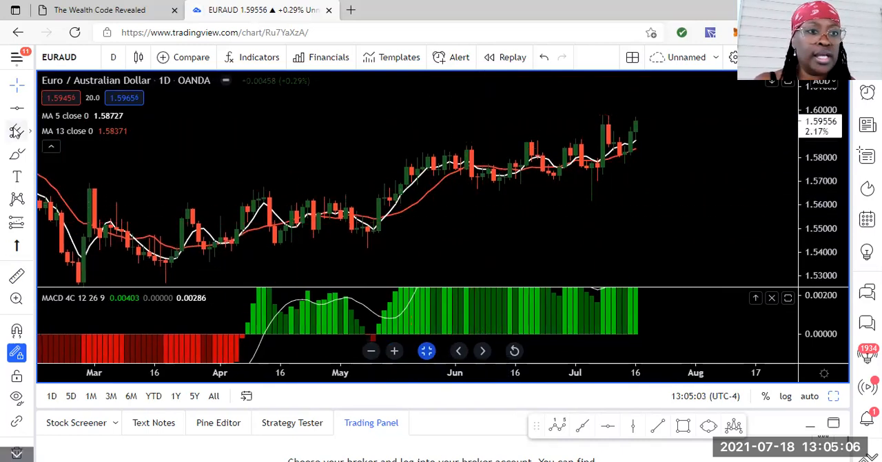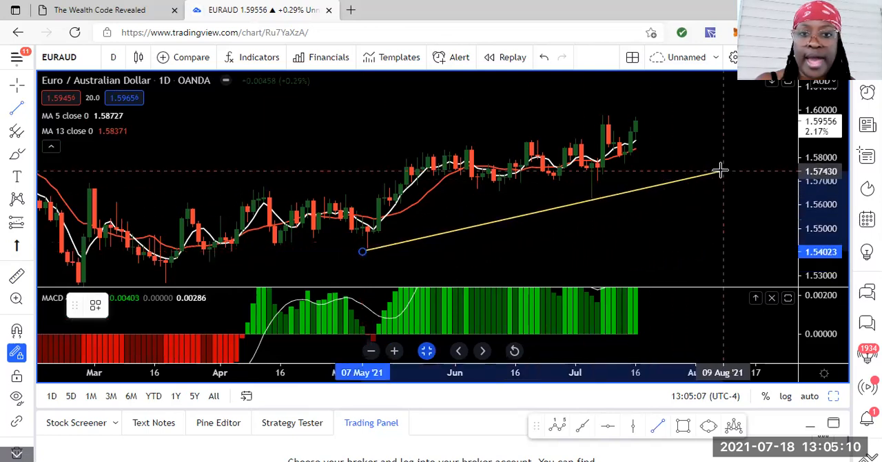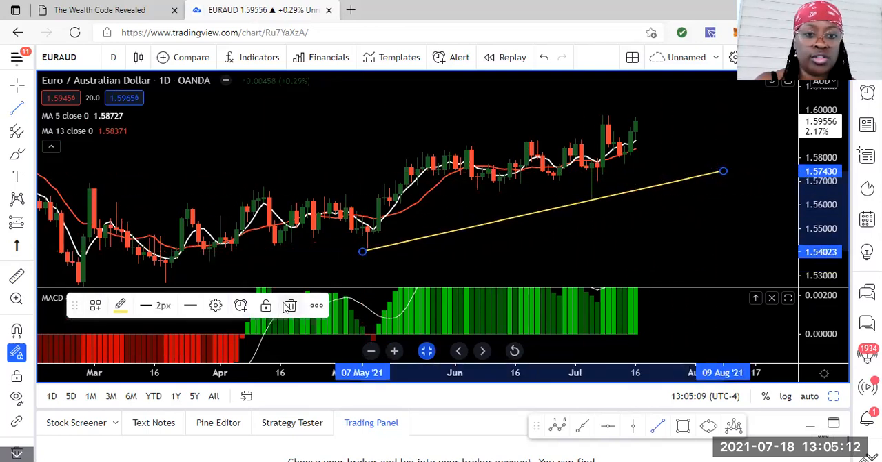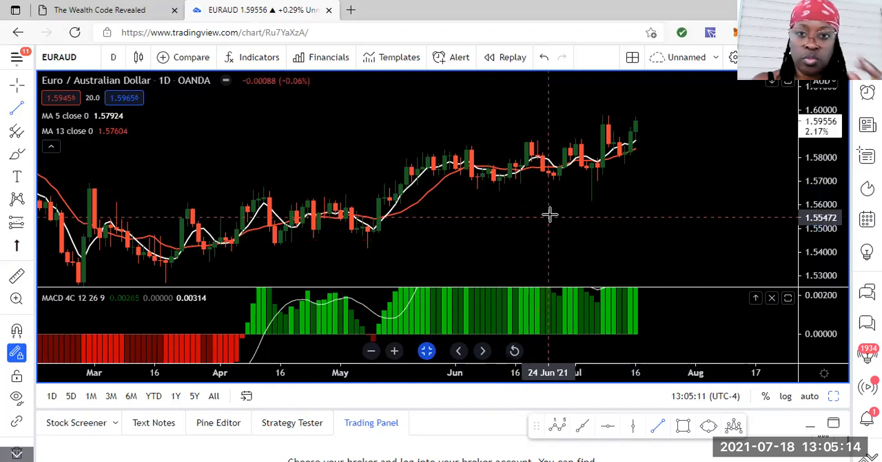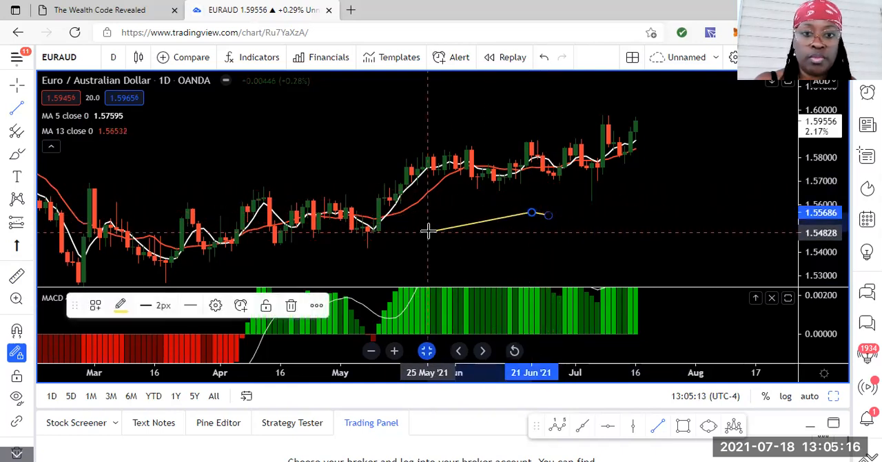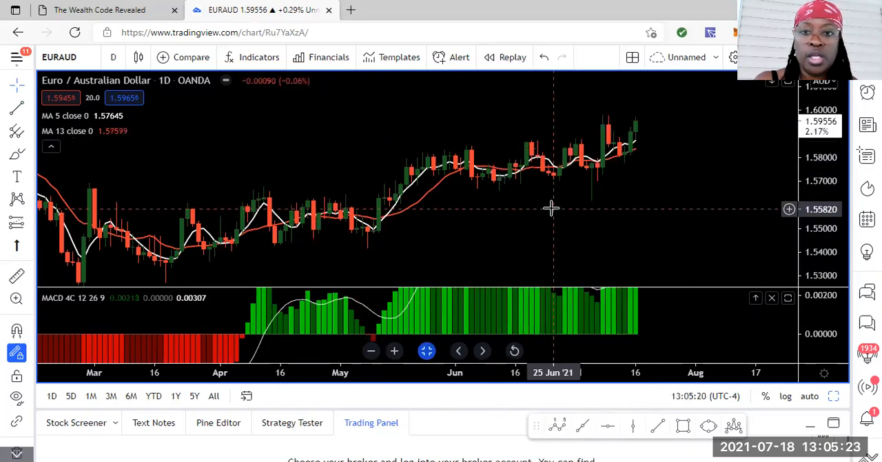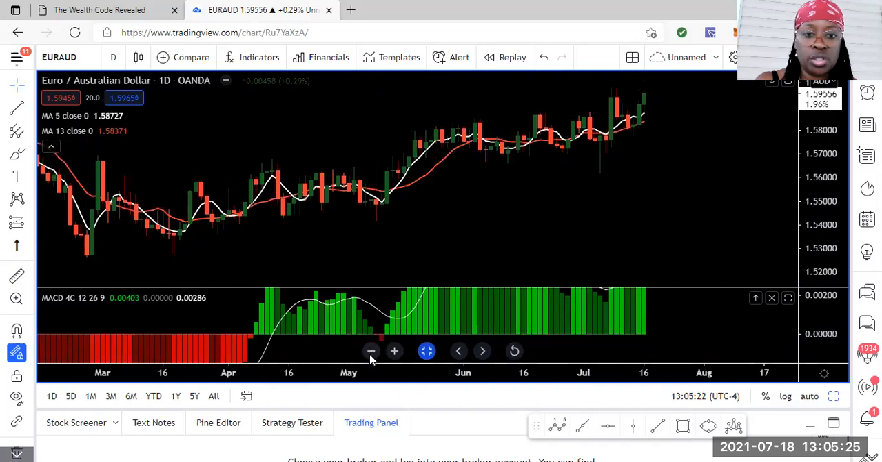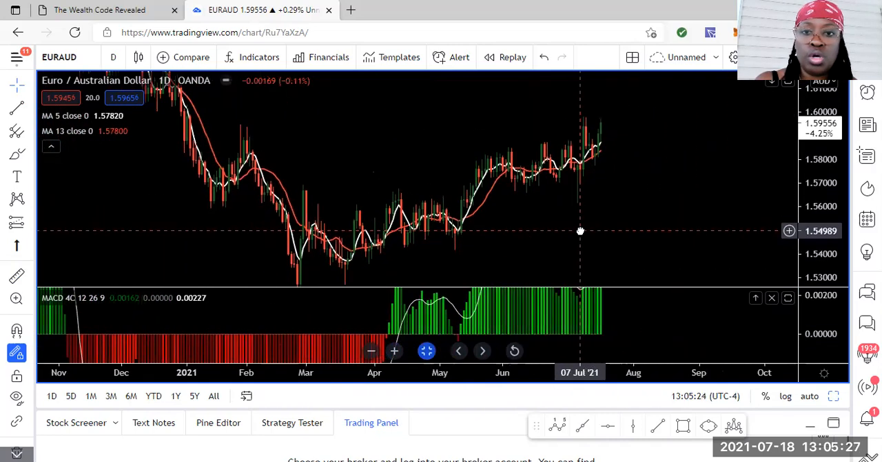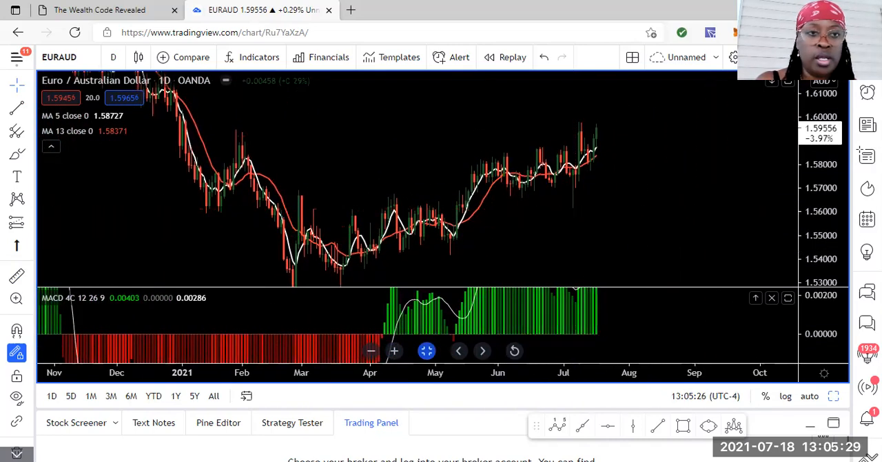Okay, so clearly we are in a bullish move, right? We can clearly see that going up. I'm not trying to really draw perfect trend lines. I'm just showing you the movement. That's all I'm doing. So clearly we are bullish. So I'll be looking to buy Euro odd.